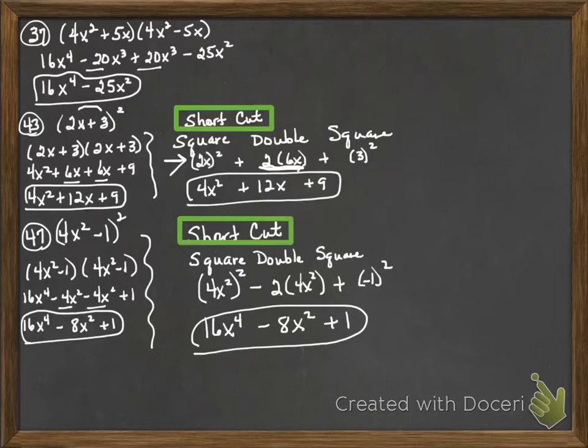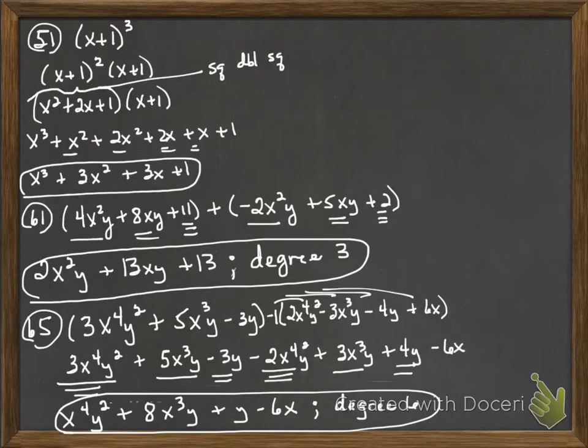Again, I'll explain 47, the shortcut. You take the first term, 4x squared, you square that. 4x squared squared is 16x to the fourth. You take the sign of your binomial, which is minus. You write a minus. You multiply the two terms together. You double that. That gives you negative 8x squared. And then you square the last term. Negative 1 squared is positive 1.